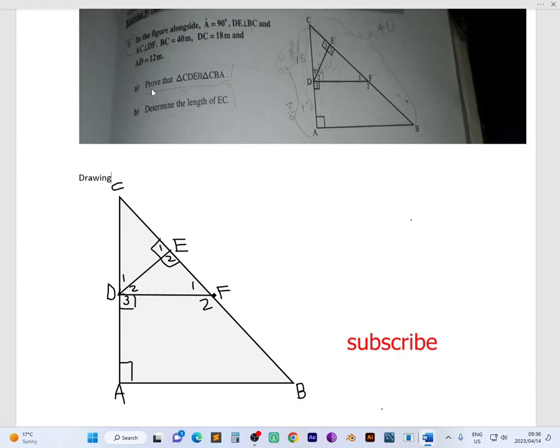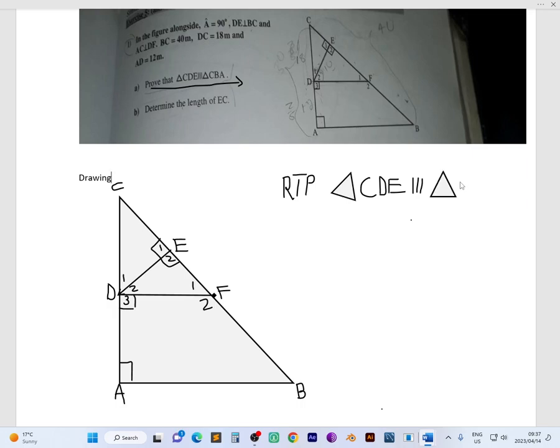Welcome to equilateral and similarities coming to triangles. So we have a problem here. As you can see, we are required to prove that triangle CDE is similar to triangle CBA.